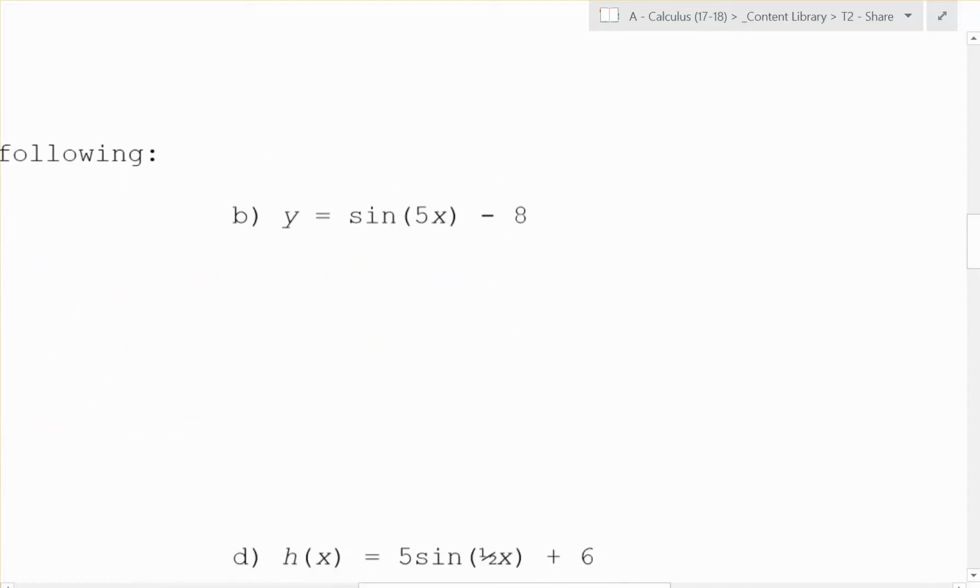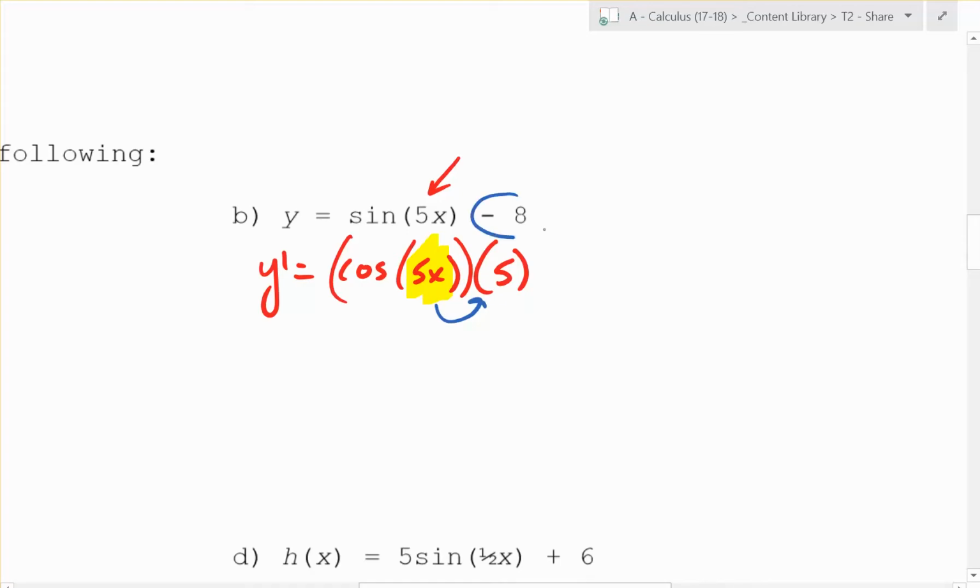Something similar happens here, but we have to use the chain rule because of that 5. So y prime is going to be cosine, because that's the derivative of sine, of 5x. But then you have to multiply this whole thing by 5 because of the chain rule, because the derivative of 5x is 5. And what's the derivative of negative 8? Well, it's a constant, so it's just plus 0. So the final answer here is just going to be y prime equals 5 cosine of 5x.